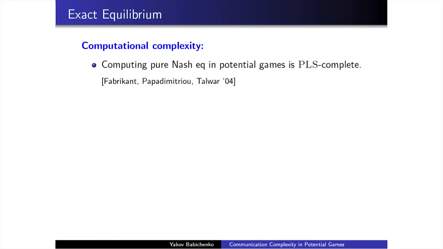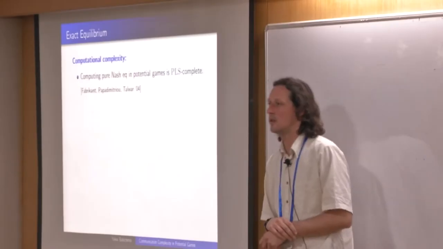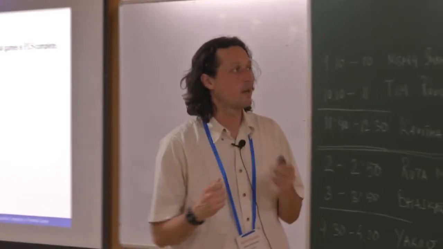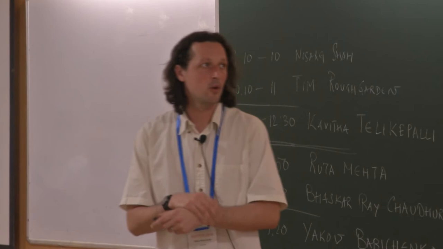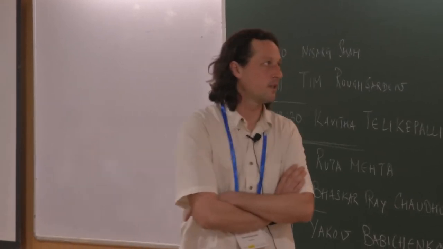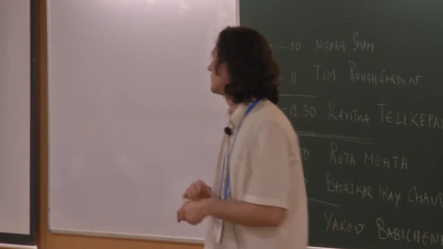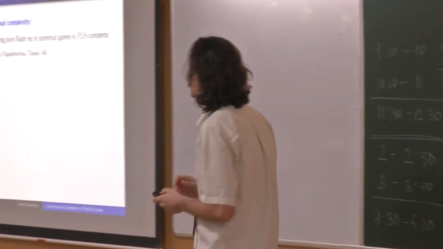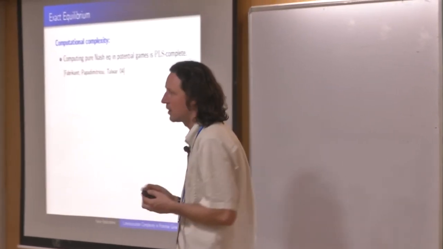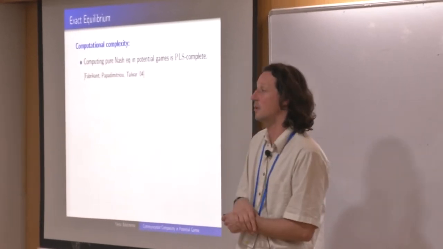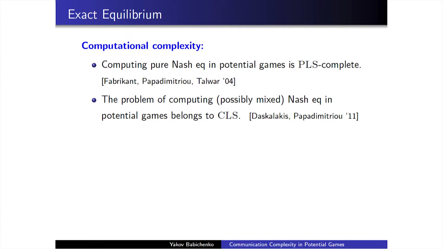So now what is known about exact equilibrium? Let me start with the summary of what we know in the case of computational complexity. In computational complexity, we know that computing a pure Nash equilibrium is PLS-complete. This is a PLS-complete problem. What do we now know about mixed Nash equilibrium? Nothing.